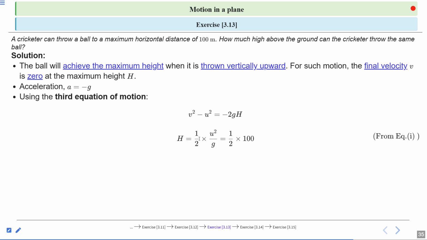So h is equal to half u square divided by g, which is 1 by 2 into 100. This comes from equation first. So h is equal to 50 meter. Solving this, 2 cancel out and the remaining term is 50 meter. Clear?